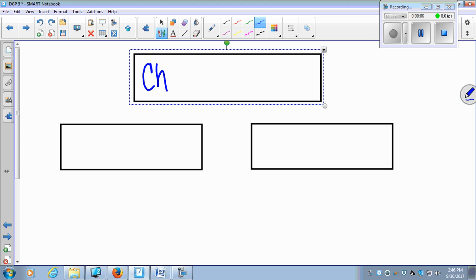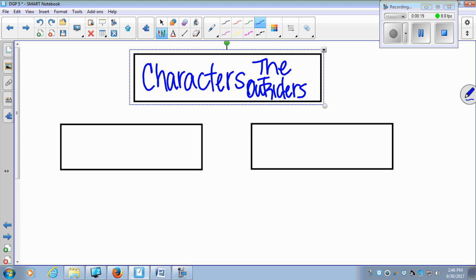Go ahead and label your thinking map, your organizational tool. We're actually going to talk about characters in, of course, The Outsiders. Underline titles of books and capitalize, in this case, the first and last word.